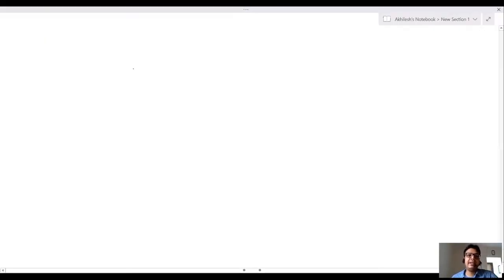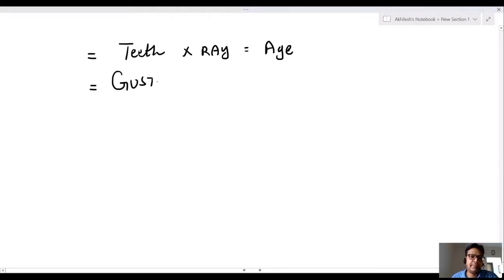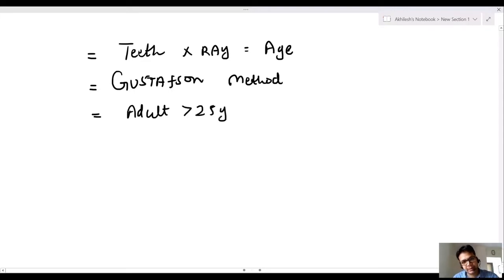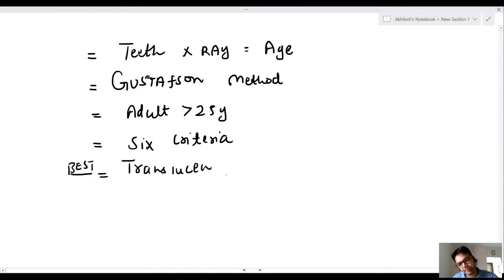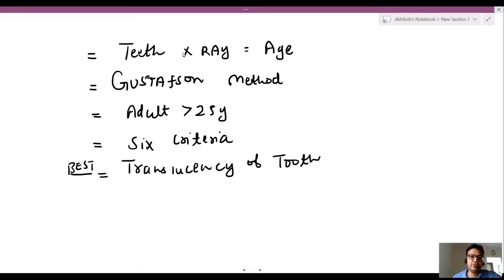Friends, now doctor sir, by teeth X-ray we can decide the age. And sir, for this we use a method, the Gustafson method. By teeth X-ray, we decide the age. This is known as the Gustafson method. The Gustafson method is used for adults about 25 years of age. And there are six criteria. In the six criteria, the best criteria is translucency of tooth. The best criteria of the Gustafson method is translucency of tooth.